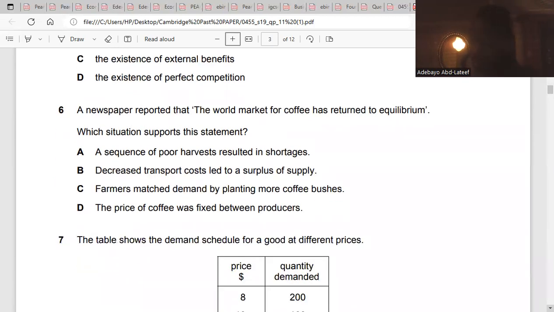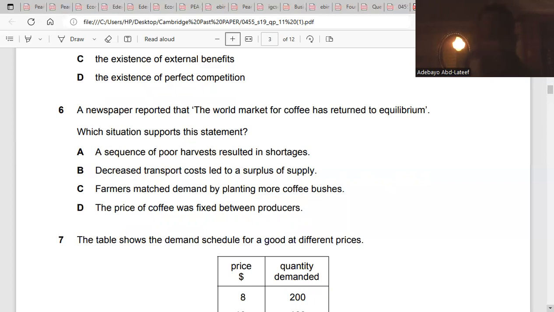Number 6. A newspaper reported that the world market for coffee has returned to equilibrium. Which situation supports the statement? First, what is equilibrium? Equilibrium is agreement between the quantity demanded and quantity supplied. So here they said the newspaper reported that the world market for coffee has returned to equilibrium. It means supply matches demand. That is equilibrium. So we check.